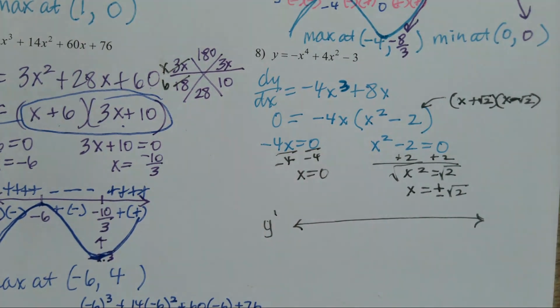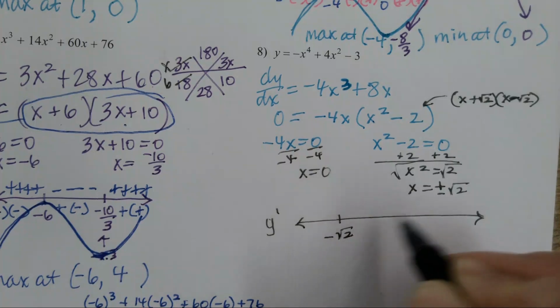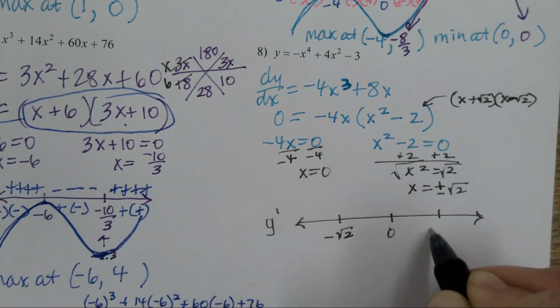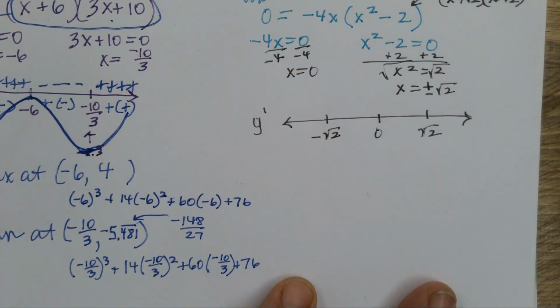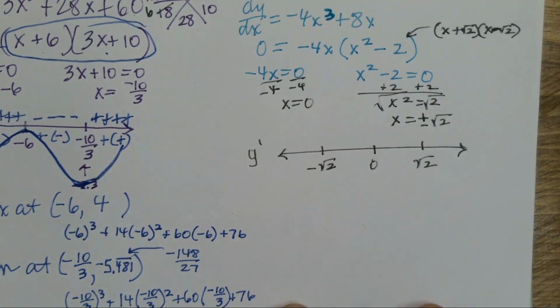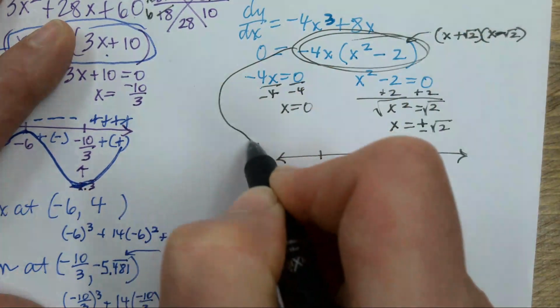So now I'm going to make my little prime chart to help me out. This little prime chart is just going to be used to help me figure out what's happening to the slopes on each side of these critical values where it is changing direction. And so I have negative square root of 2 over here, 0 in the middle, positive square root of 2 over there. And my test points are going to happen in my y prime.